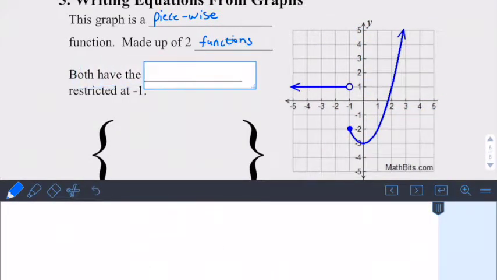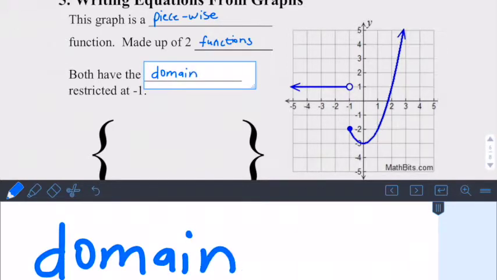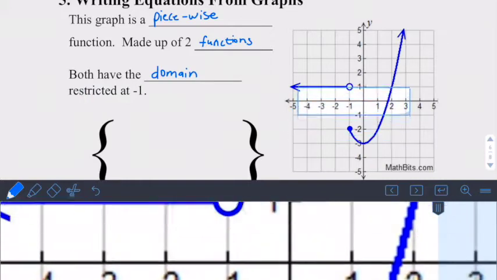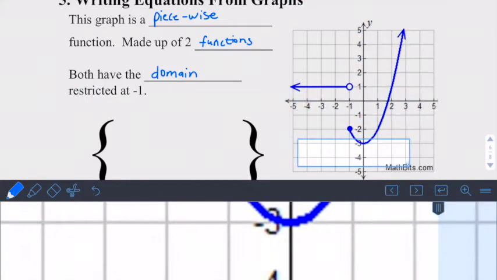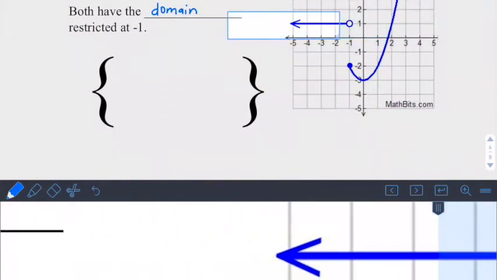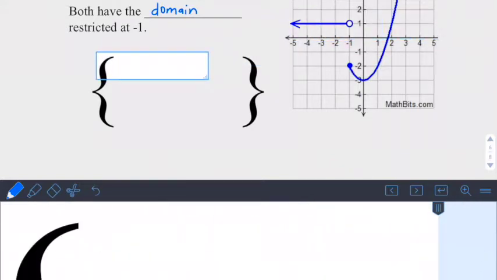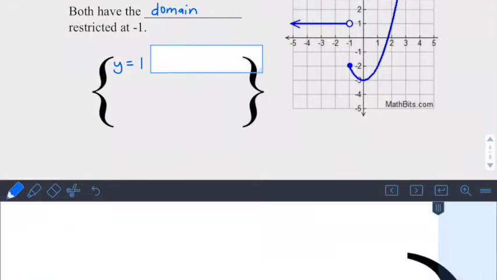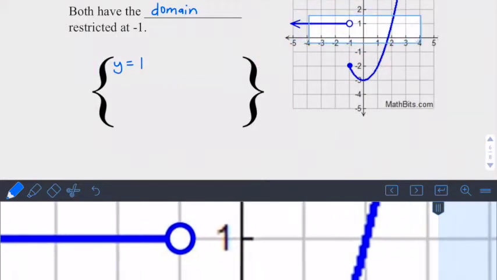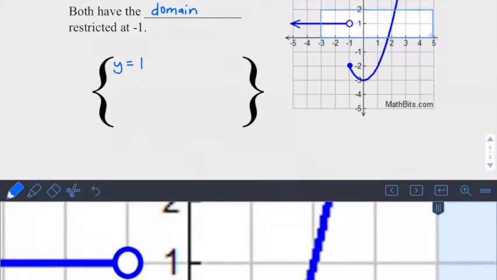Both have the domain restricted at -1, right? So basically, we have two graphs. We have this line, which we could call the graph y equals 1. That's what that graph is. However, it's chopped off at -1.